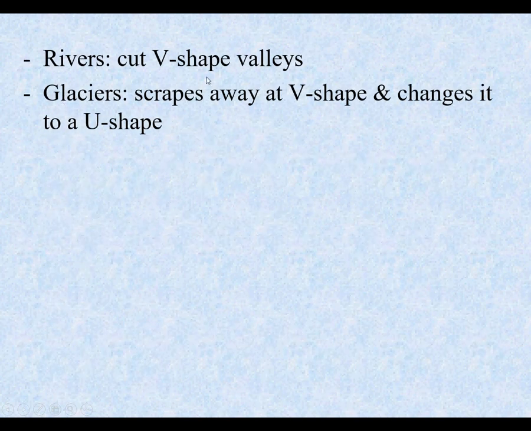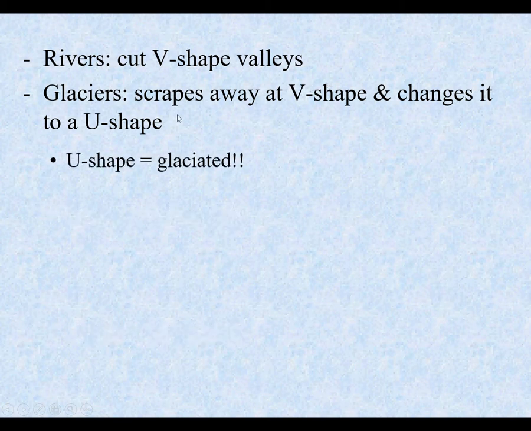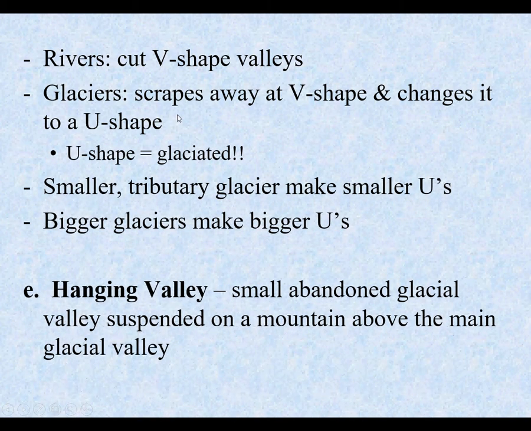Just remember, I said earlier, glaciers are U-shaped. Rivers are V. So if we look at a valley, it's easy to see: if you have a V-shaped valley, it's a river. If you have a U-shaped valley, it's a glacier. I said the wrong thing earlier, I didn't mean to.